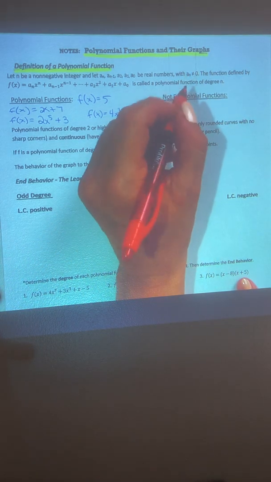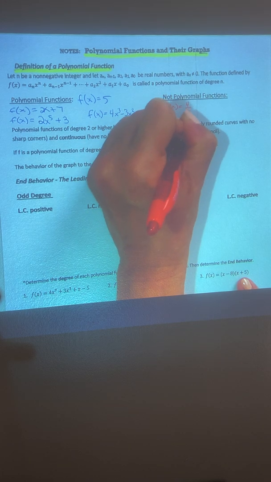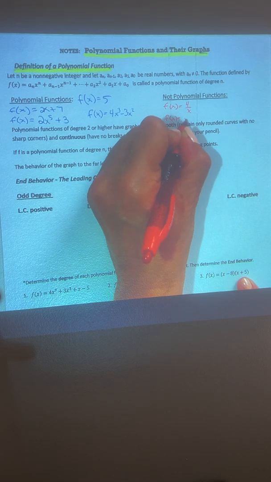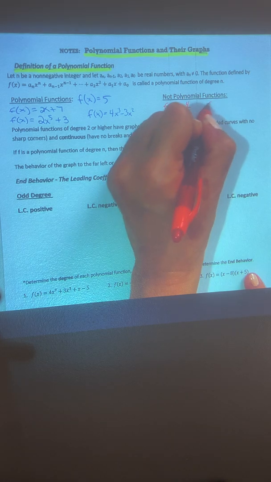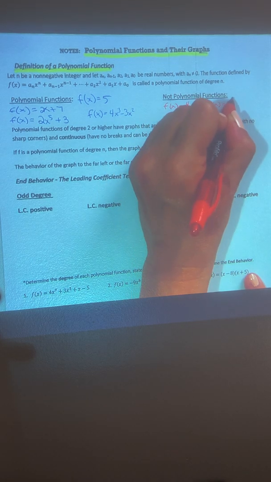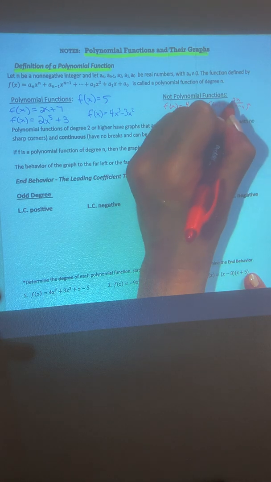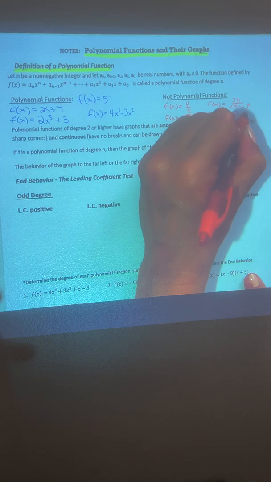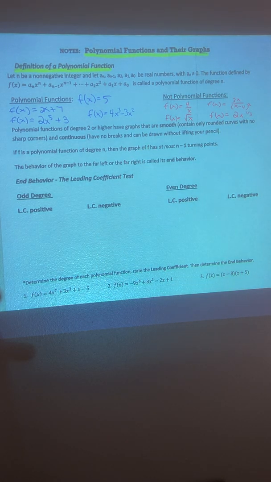Not polynomial functions. f of x equals 4 over x. f of x equals the square root of x. f of x equals 3x over (x minus 4) to the second power. f of x equals 2x to the 1/3. Those are all examples of ones that are not polynomial functions.